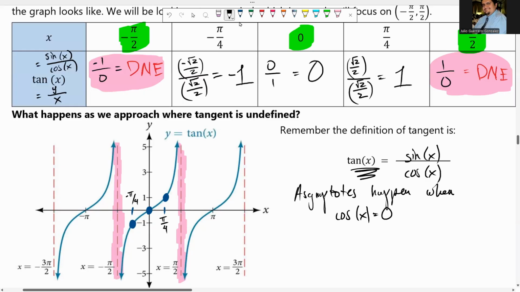Asymptotes happen when cosine of x is equal to 0. Okay, essentially saying the bottom is equal to 0. Whenever the bottom is equal to 0, you're going to have an asymptote, right? So that means cosine of x is equal to 0, right? Okay, if you recall, the cosine of anything on the unit circle is the x value, right? The cosine is the x values. Where are the x values equal to 0?